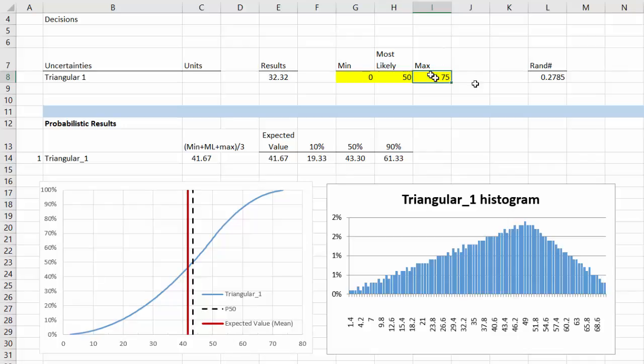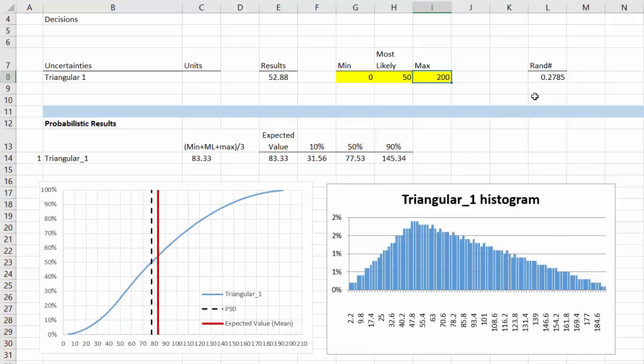What if I increase this to 200? Now the triangular distribution is skewed the other way. It's more to the high side than the low side. As a consequence, our expected value now is above the P50, this being the P50, and here is the expected value.